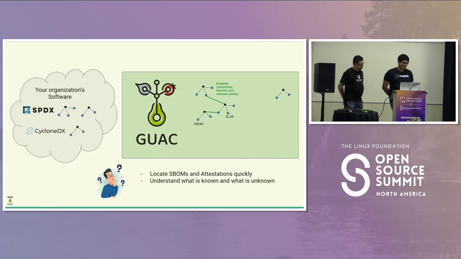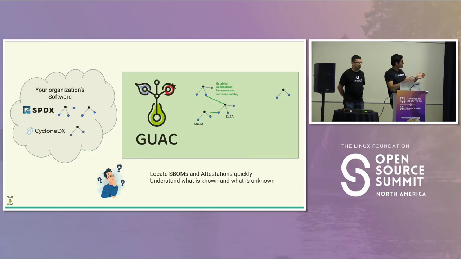So from there, you might be wondering, okay, what do I do right away with GUAC? I have all these SBOMs, attestations, and so forth. Can I put them into GUAC, and can I locate them quickly? Can I figure out what packages actually have SBOMs associated with them, what have SLSA attestations associated with them, but at the same time, what don't have SLSA and SBOMs? So we can find all this information very quickly.